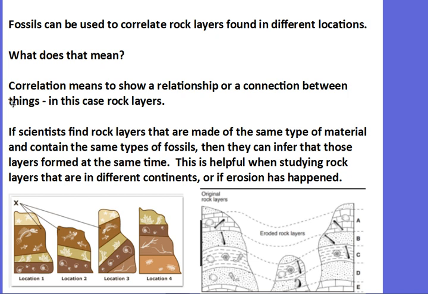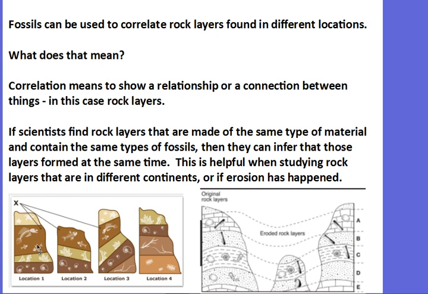Fossils can be used to correlate rock layers that are found in different locations. What does that mean? Correlation means you're trying to show a relationship or a connection between things, and in this case, you're trying to show a relationship between rock layers. If scientists find rock layers that are made of the same type of material and contain the same type of fossils, then they can infer that those layers formed at the same time. This is helpful when studying rock layers that are in different continents or if erosion has happened.